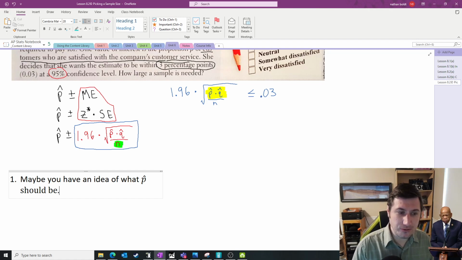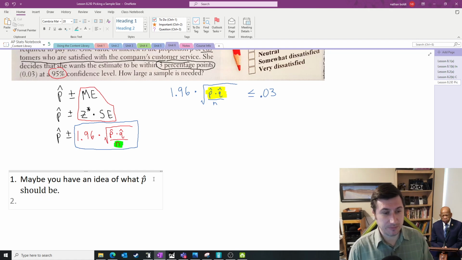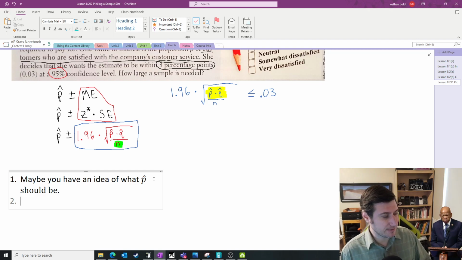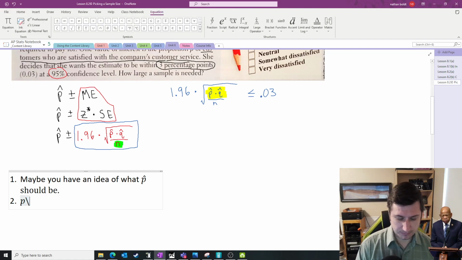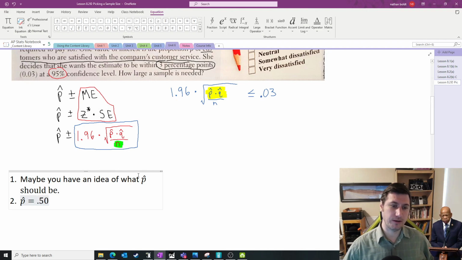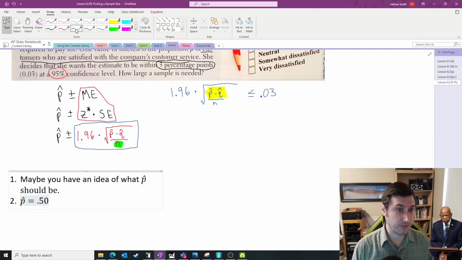But if you don't have any idea of what p hat should be, then you have to use the safest number possible, all right? You've got to practice safe statistics. I've been teaching freshmen since day one, practice safe statistics, okay? What's the safest number here? 50%, okay? 50% is what will make that value p times q the biggest.